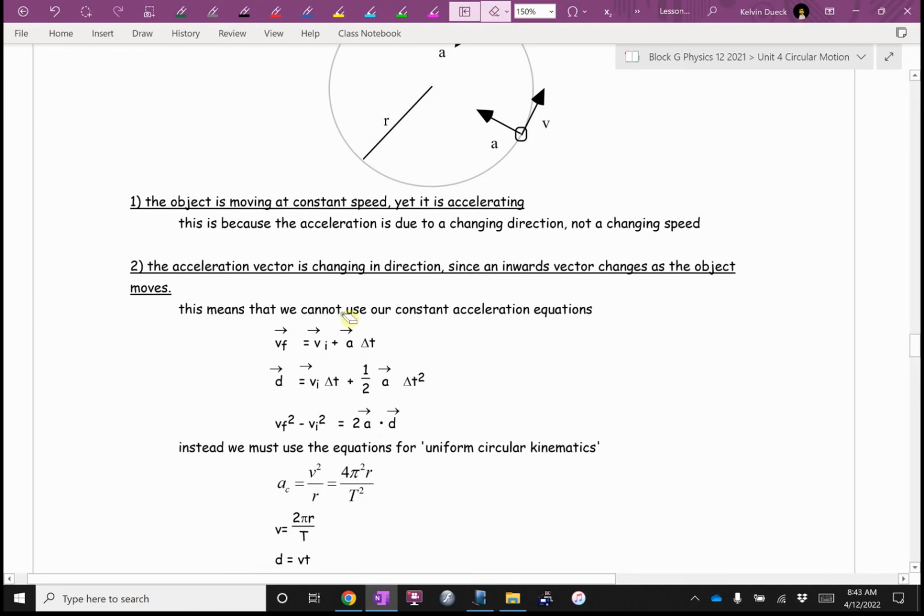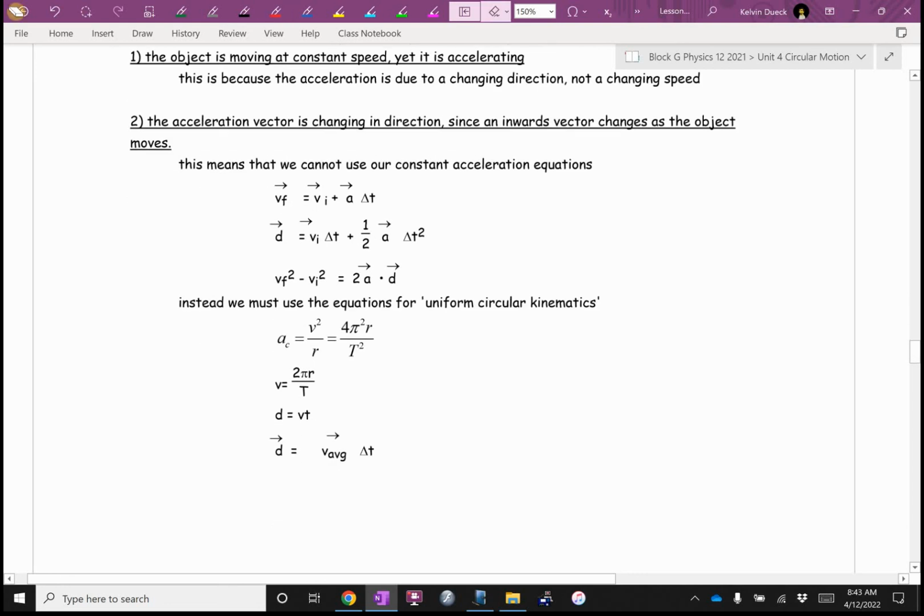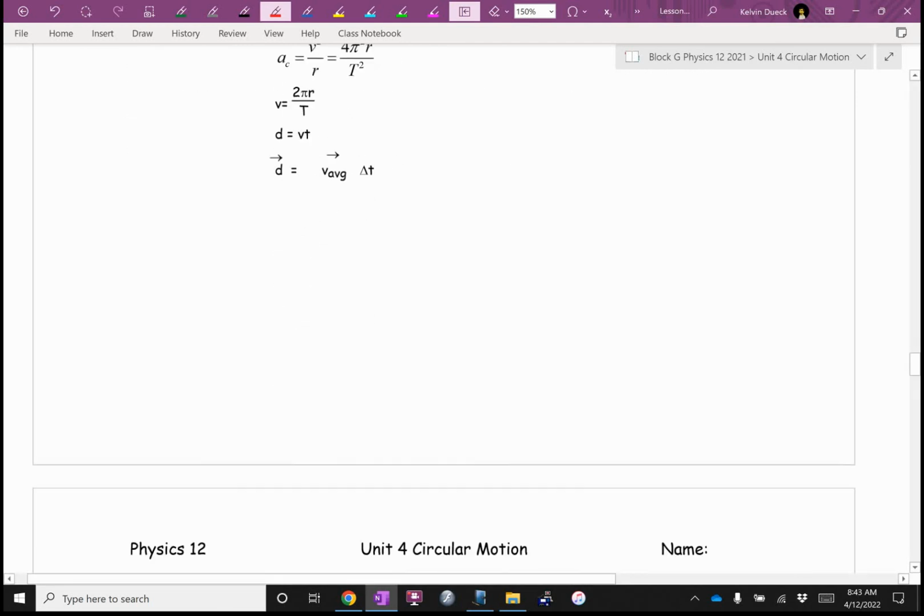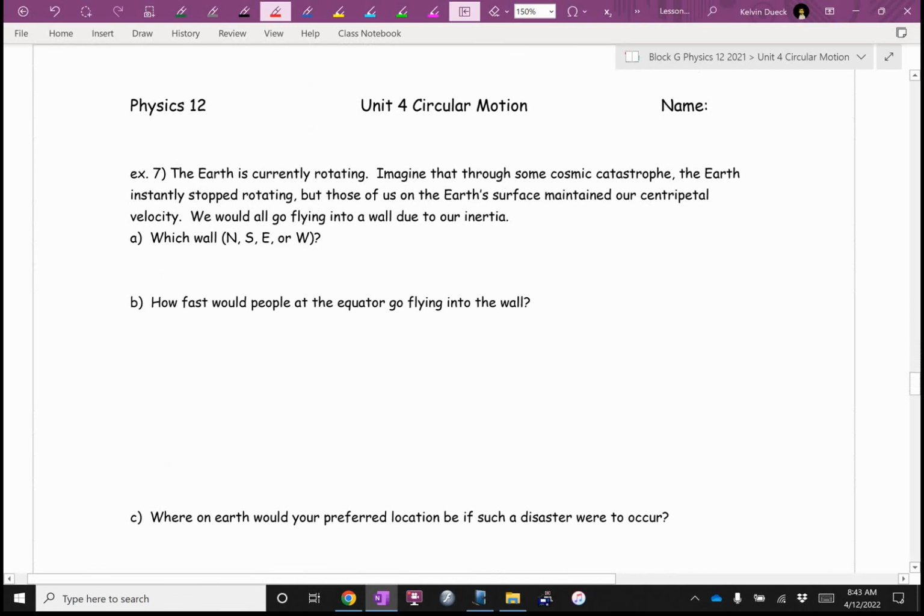Because the acceleration is changing direction, we can't use our constant acceleration equations from Physics 11. We have to use our uniform circular kinematics equations, where a_c is v squared over r, or 4 pi squared r over t squared, where v is 2 pi r over t, and then d is just vt, or v average times t, if you're going to be really finding a displacement. Example 7. Turn the page.